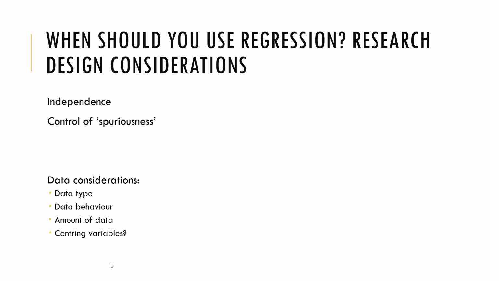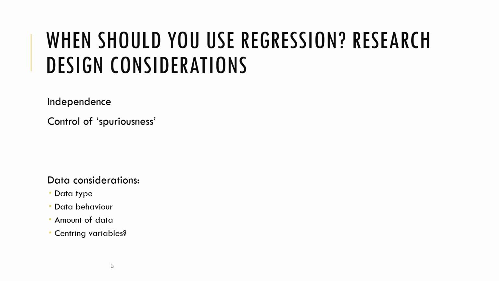One of the other issues is about this idea of the control of spuriousness. You need to have a really good theoretical argument as to why you're including the variables that you do include in your model. If you look hard enough for random variables, you'll find patterns, even if they make no sense, and actually they're probably a result of something else going on. And that's this idea of spuriousness.